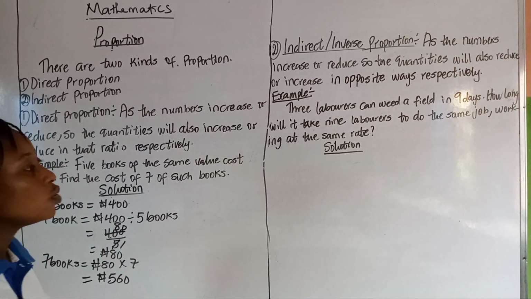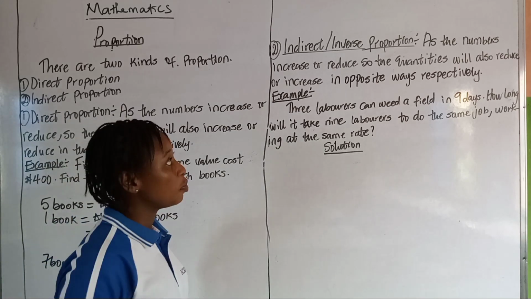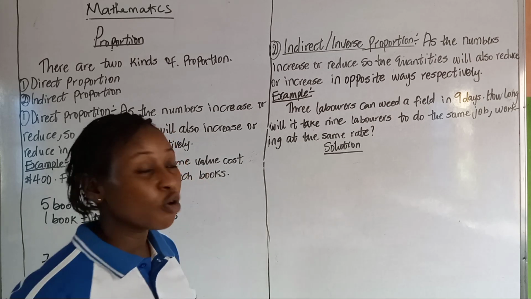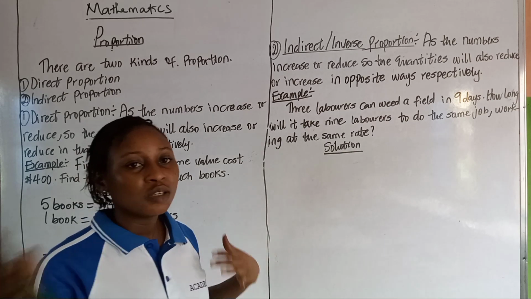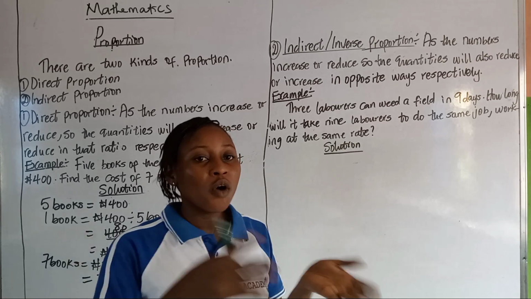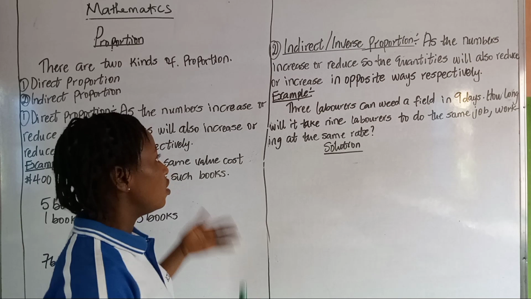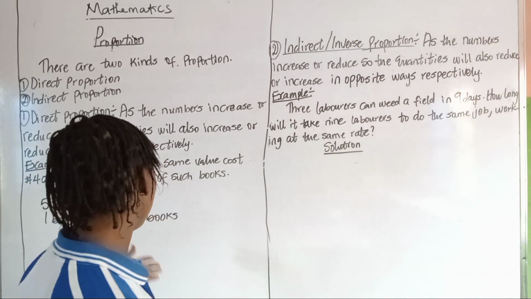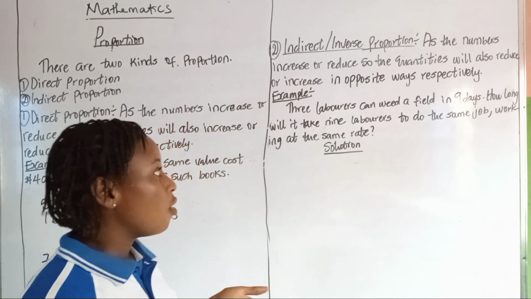Now let's take the second part of proportion, which is the indirect or inverse proportion. In this case, as the number increases or reduces, the quantities will also reduce or increase, but in opposite ways. In direct proportion, I said they go hand in hand. If the number increases or reduces, the quantity will also increase or reduce in the same ratio. But under indirect, it's in opposite ways.